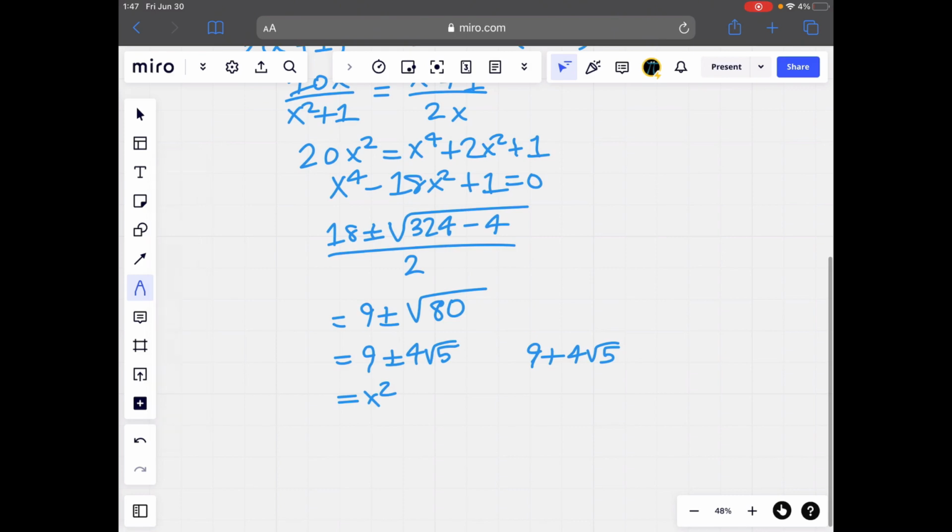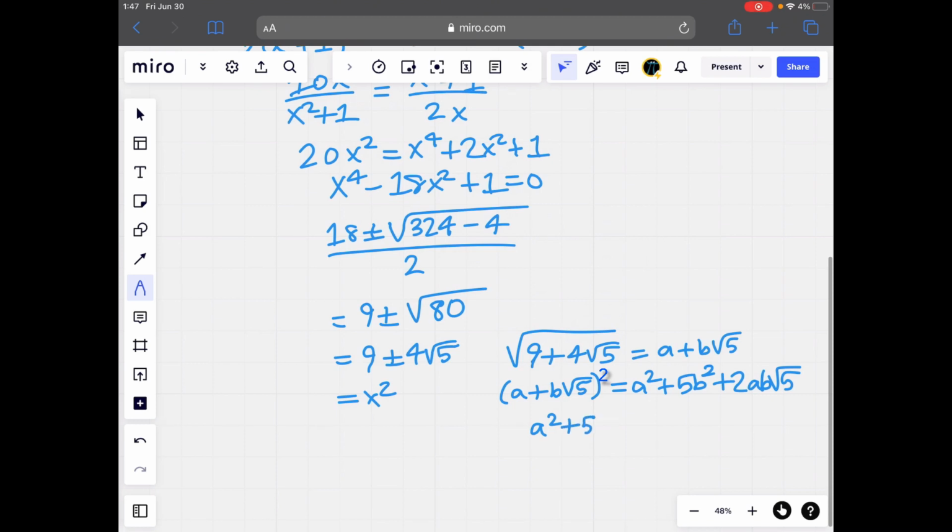And we want x, not x squared. The square root of 9 plus 4 root 5, let's call it a plus b root 5. Then squaring a plus b root 5, we get a squared plus 5b squared plus 2ab root 5. So we have a squared plus 5b squared is 9, and 2ab is 4, meaning ab is 2. It's not too hard to see based on this that a is 2 and b is 1. So we have x equals a plus b root 5, which is just 2 plus root 5.